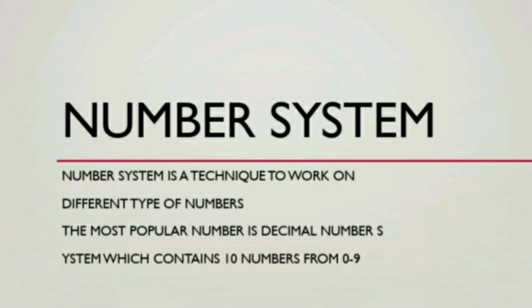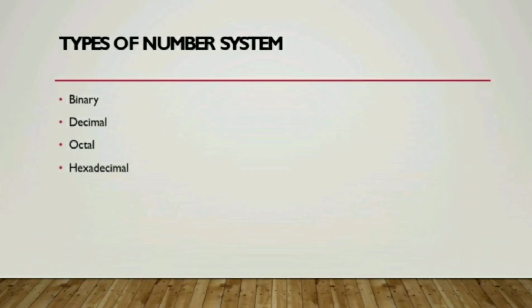Number system is very important in computers and digital systems. Number system is a technique to work on different types of numbers. The most important thing in the number system is how to convert one number system to another number system. There are 4 types of number systems: binary, decimal, octal and hexadecimal.